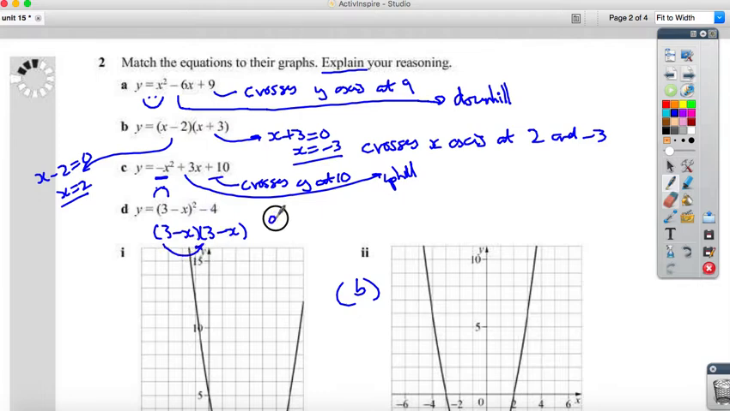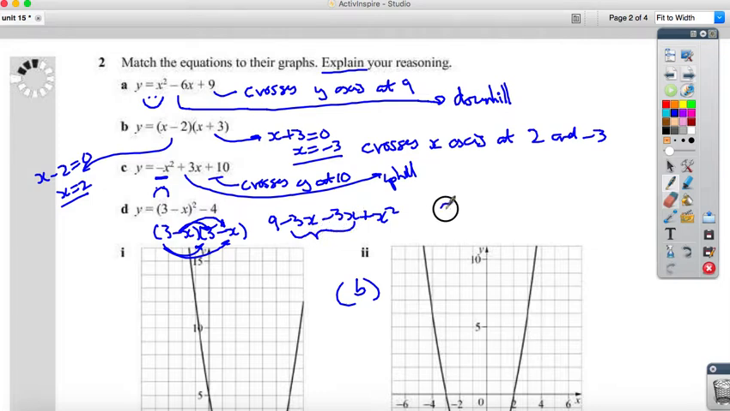3 times 3 gives you 9. 3 times minus x is minus 3x. Then minus x times 3 is another minus 3x. And then minus x times minus x, a minus times a minus is a plus x squared. Let's simplify the middle two terms.